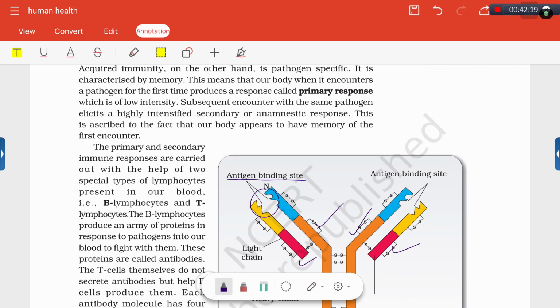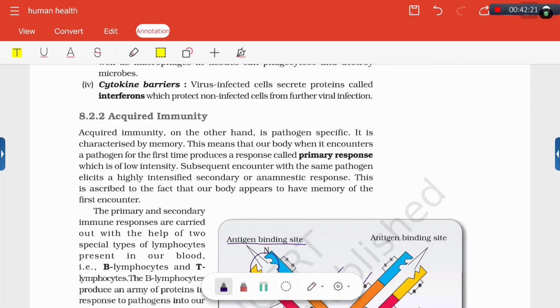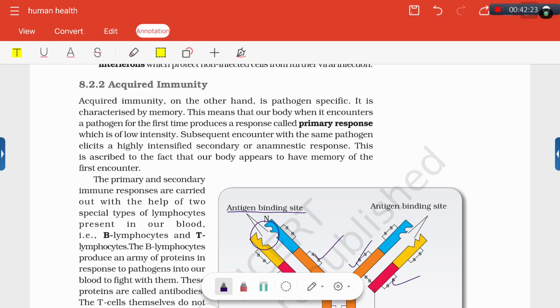We are talking about what? Acquired immunity. Are they specific? So they are pathogen specific. What does this mean? They can fight only a specific pathogen. When I'm saying they, I mean antibodies. One antibody can fight only one antigen.